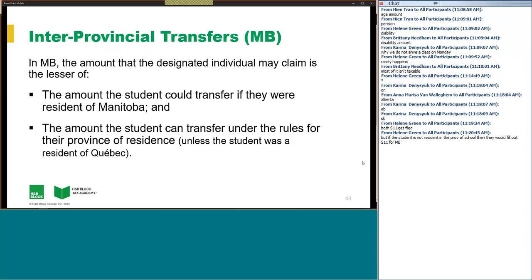Helene, if the student is not resident in the province of school, so if the student is resident in Manitoba because, let's say, they moved to Alberta, but they moved into student housing and they haven't changed their tax residency, then they're going to be a Manitoba resident. They're going to fill out a Manitoba return. They're going to get Manitoba credits, and the transfer will happen as if they were in Manitoba. So we always have to look at what is the residency for each person and then decide if these rules apply. That is a good point. Okay.